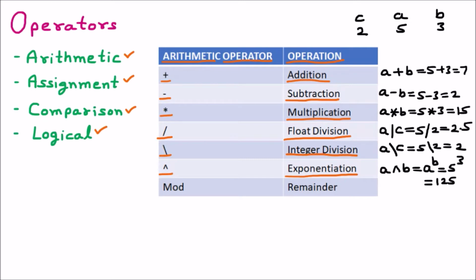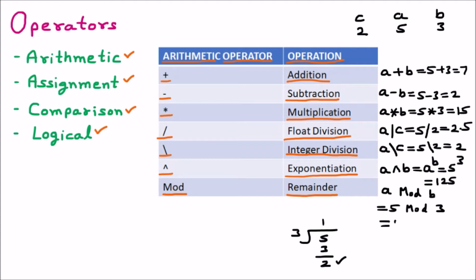The next operator we are having is remainder, and that is called mod. If I write here A mod B, the value of A is 5 and the value of B is 3. That means if I divide 5 by 3, then 3 ones are 3. And what is the remainder? The remainder is 2. So this 2 will come here. So the value of this one will be 2. This is nothing but the remainder.